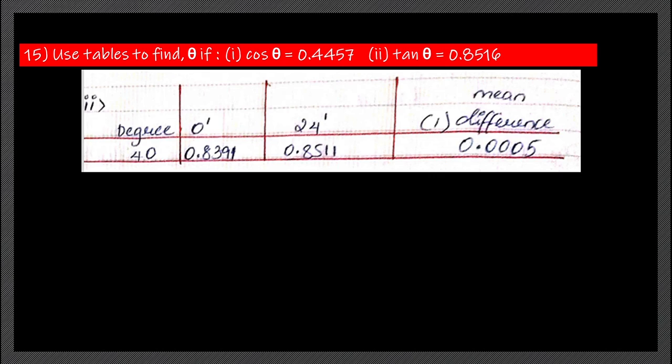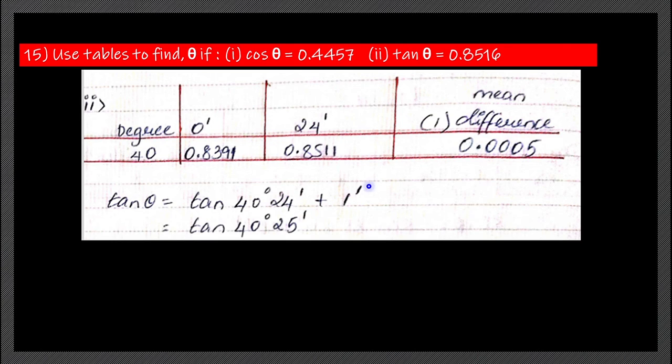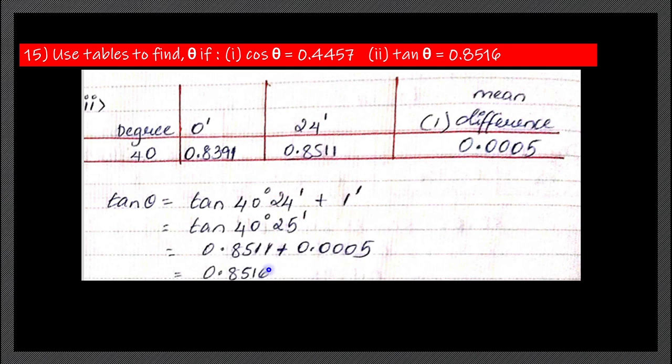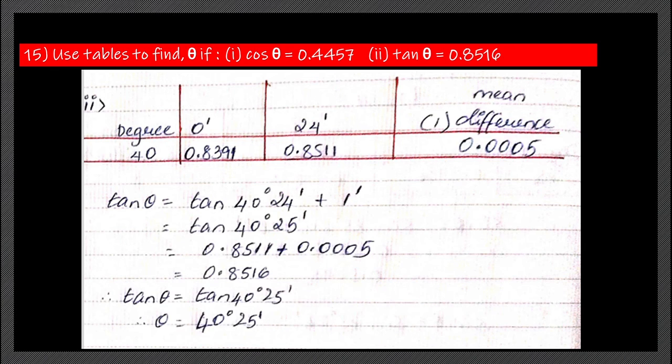Next. The second question is in the form of tan. Tan of which angle will give us 0.8516? Tan 40 degrees 24 minutes corresponds to 0.8511. With a mean difference of 1, we will get 0.0005. So when we add them up, tan 40 degrees 25 minutes, we will get it as 0.8516, which is the expected value for tan theta. So theta will be 40 degrees 25 minutes.